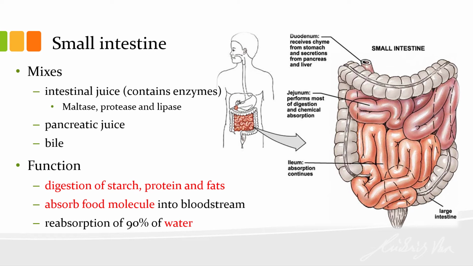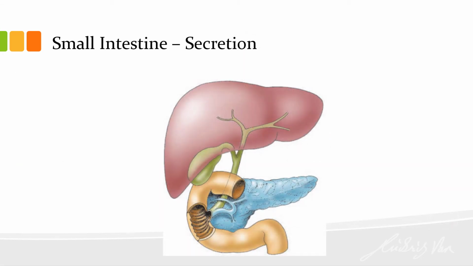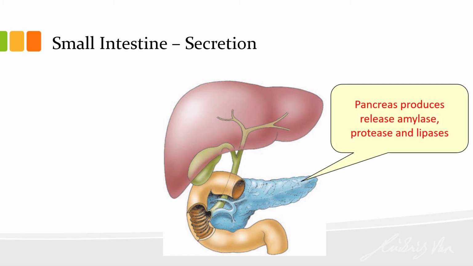So please copy all of this down. The picture is not important. For example, for the small intestine, you can see that it actually has 3 parts: duodenum, jejunum, and ileum. It's not important for you to know the different parts. You just have to know that it's called a small intestine. The organ that helps in digestion is the pancreas, which releases amylase, protease, as well as lipase. Those enzymes will be released into our small intestine, helping with the digestion of food.